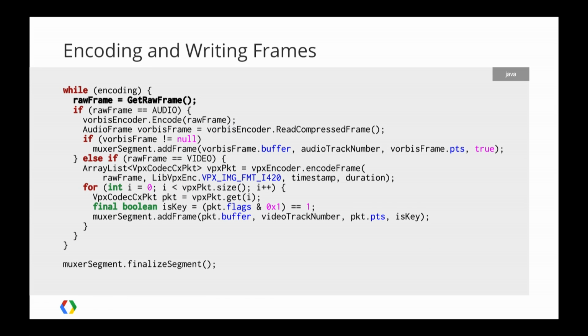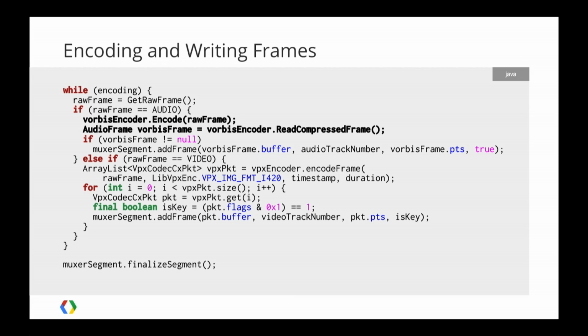All right. So at this point, everything's set up, and now we're getting into our encoding loop. I have some pseudocode. I just say get the raw frame. For audio, the raw data is just an array of PCM samples. For libvpx, the raw data is either an I420 or a YV12 frame. I'll talk a little bit more about color formats when we get to the encode call.